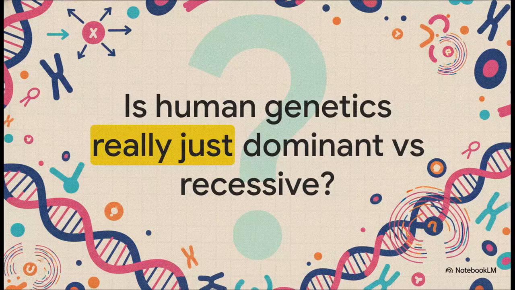Let's do this. So we have to start with a really fundamental question. Is human genetics really just dominant versus recessive? You know, most of us were taught basic Mendelian genetics in early biology classes. That classic, almost too simple idea that one allele is strictly dominant and just totally overpowers a recessive one. But nature, and honestly our own bodies, are so much more intricate than that. Simple dominant-recessive interactions are really just the tip of the iceberg, right? And if we stop there, we completely miss out on the incredible mechanisms that actually drive human diversity.